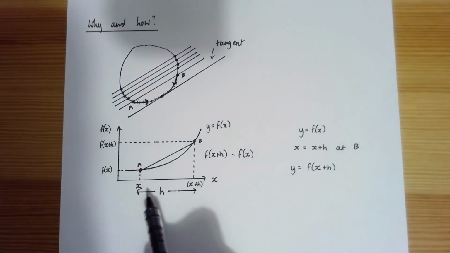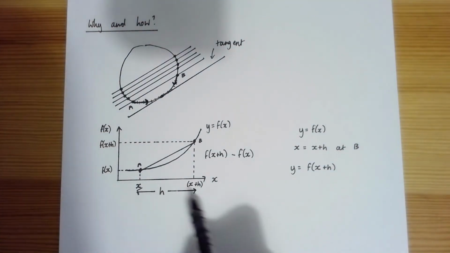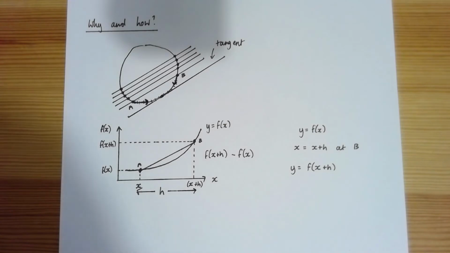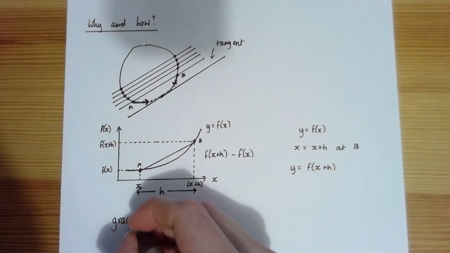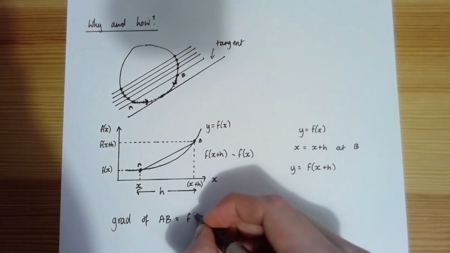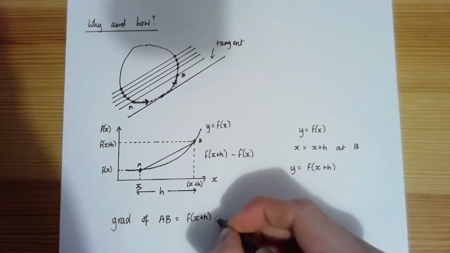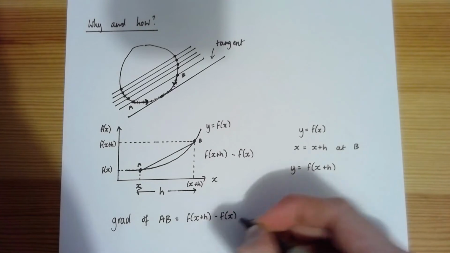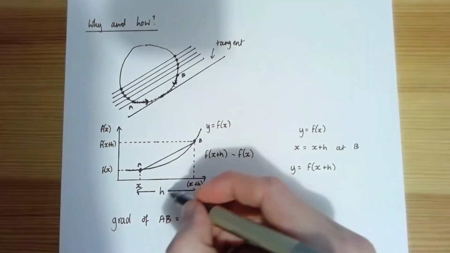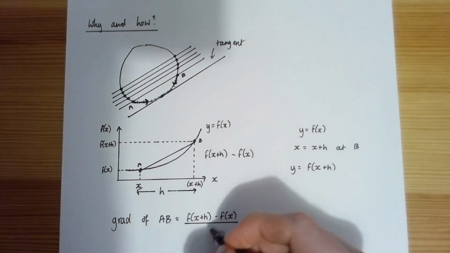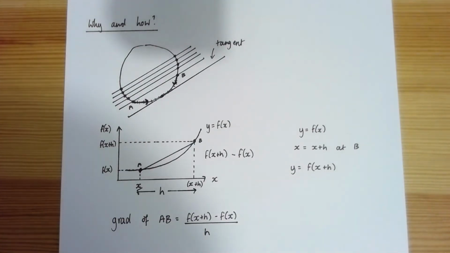And we also know the change in x, which we called h at the beginning of this video. So now we can say the gradient of AB is equal to f of x plus h minus f of x, that's our change in y, divided by our change in x. We've gone from x to x plus h, so that's just going to give us h. And that's part of our first principles formula.